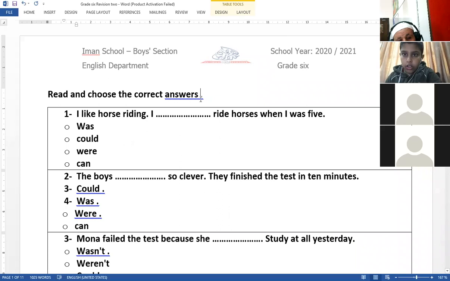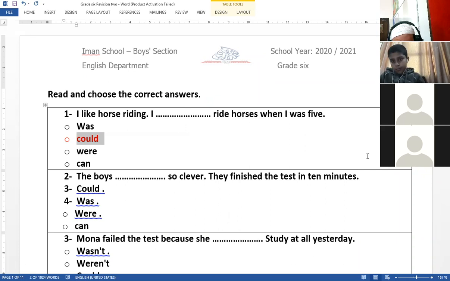I could ride horses when I was 5. Excellent. So the answer here is could. Excellent. Thank you. Why? Can is present, okay? But could is past, and this means that you could do this in the past. Now, thank you very much, my dear.